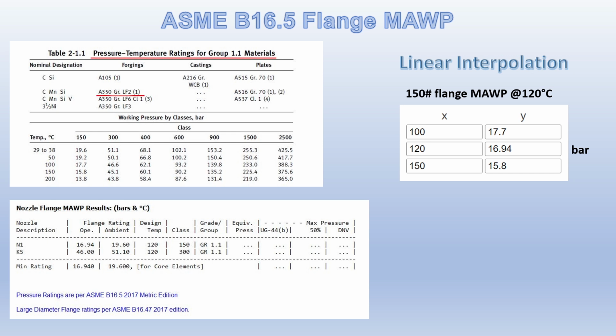This is the group table with group 1.1, materials SA350, SA105, etc., which is the group table with the most common carbon steel. The temperature is between 100 and 150 C. It is because the design temperature of the pressure vessel is 120 degrees Celsius. But in the table that we are currently seeing, the values are for 100 and 150. Therefore, we can easily calculate for 120 C by means of linear interpolation. So the 150 pound flange MAWP is 16.94 bar.